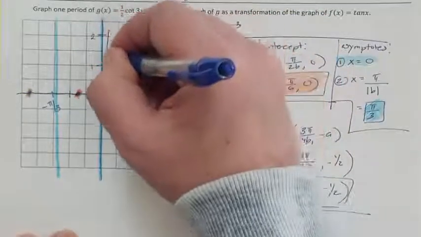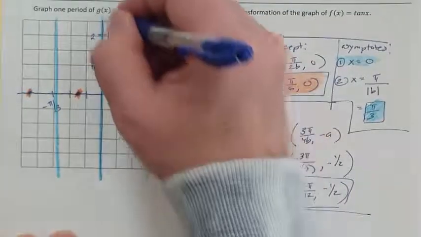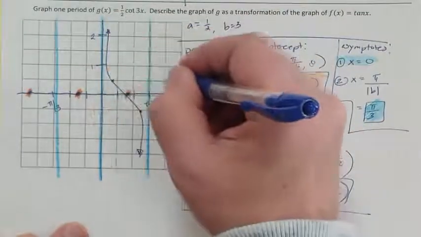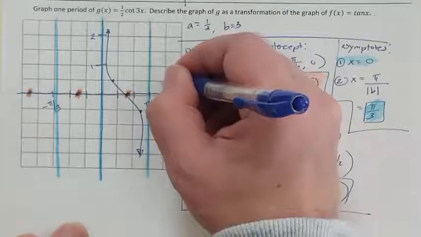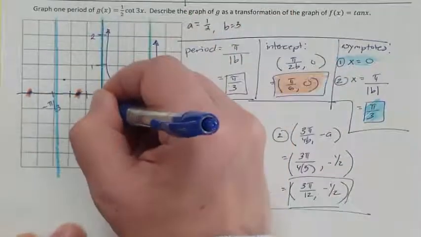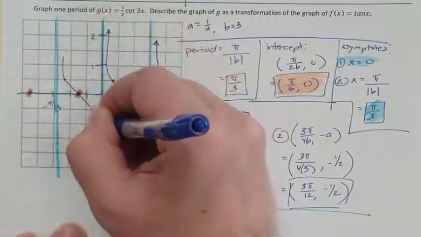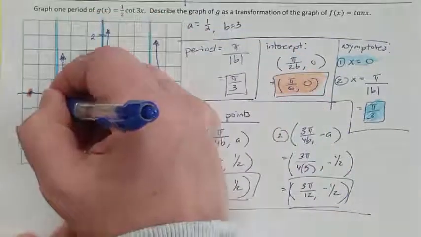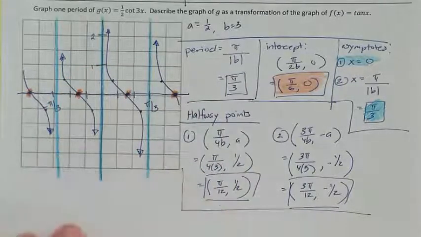So here is our first cotangent function. And this is just going to repeat all the way through. So we have the other half of our tangent, our other tangent, and our other tangent. So I can see 4 whole periods.